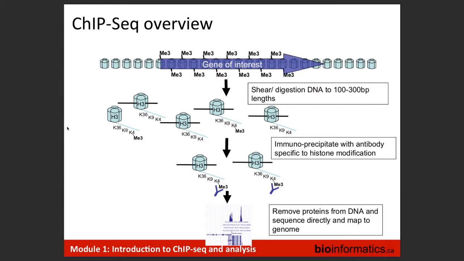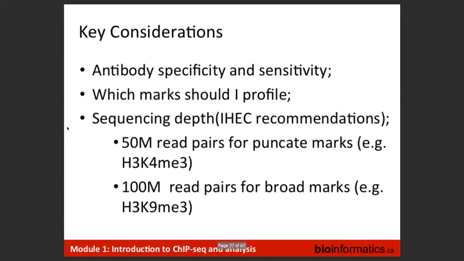So we break the genome up. We then use antibodies that target a particular modification. In this case, in this cartoon example, it's an antibody against H3K4 trimethylation. We immunoprecipitate that material, and then we strip all the protein away. We're just left with our double-stranded DNA. Of course, depending on the type of shearing you used, you may need to end repair. You may need to clean up the ends if you've got ragged ends of the double-stranded DNA. Add adapters to it, sequence it, and then align it to the genome, as we're going to get into.